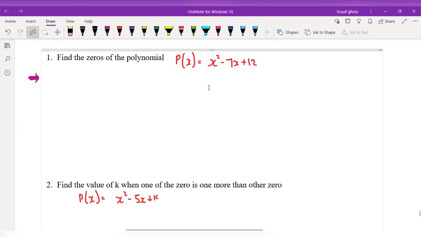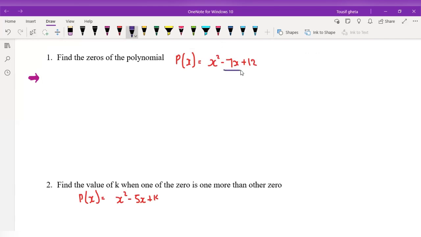The first question, they're asking you to find the zeros of the polynomial. The first one is very simple. How to find them? You have to split the middle term. To split the middle term, by adding we have to get minus 7x, and by the product we have to get 12. That is the method you have to apply. Okay, let us find the factors of 12.